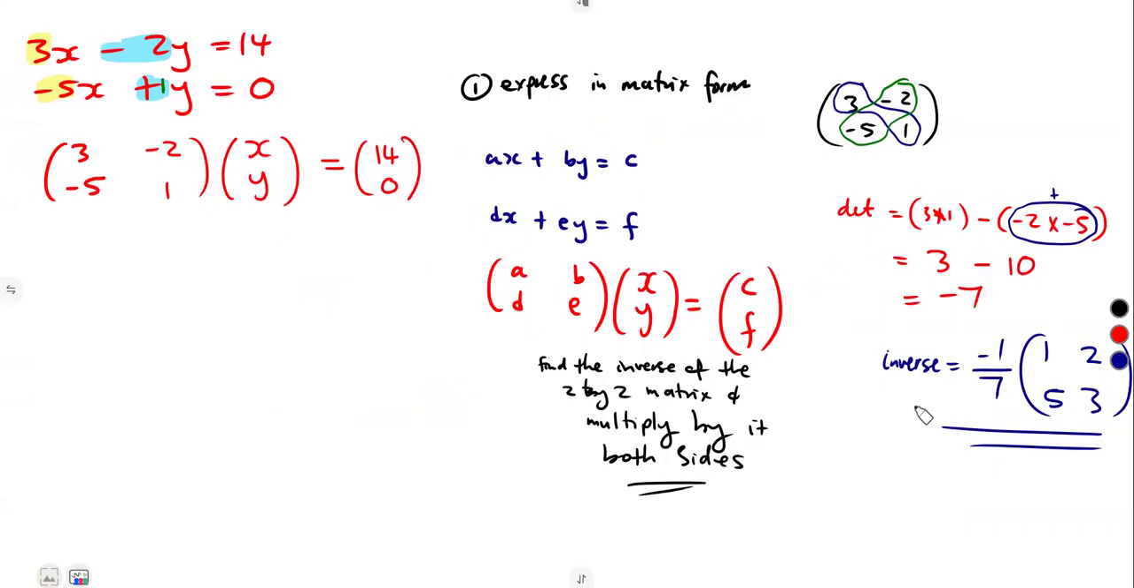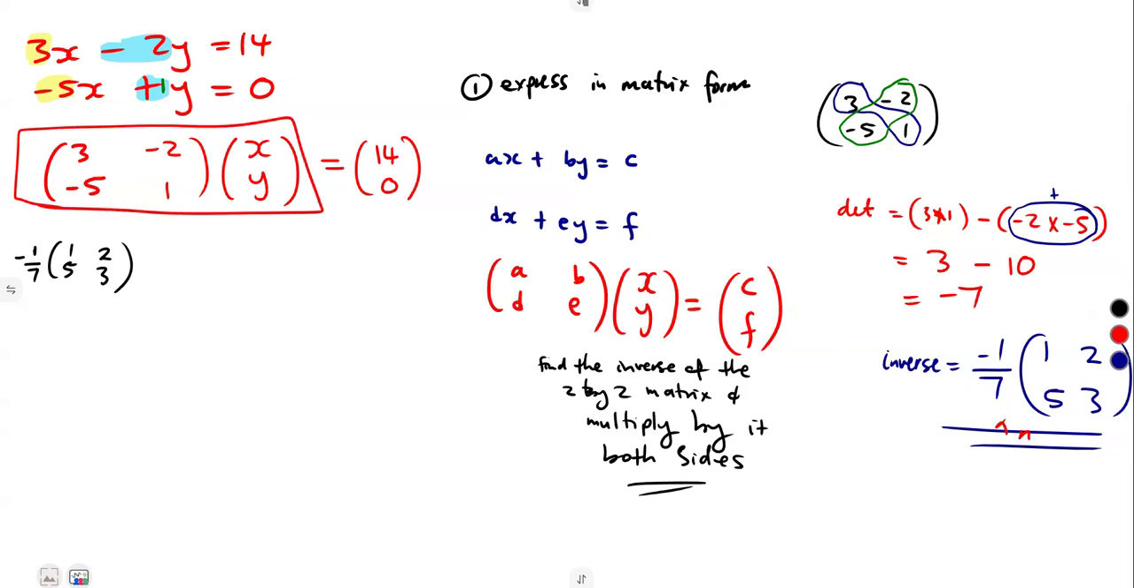But I said here, you find the inverse of the 2 by 2 matrix and multiply by it on both sides. So this is our inverse of the 2 by 2 matrix, and we're going to multiply it on both sides. Minus 1 over 7, 1, 5, 2, 3. This multiplies what was on the left side of our equation, 3, minus 2, minus 5, 1.